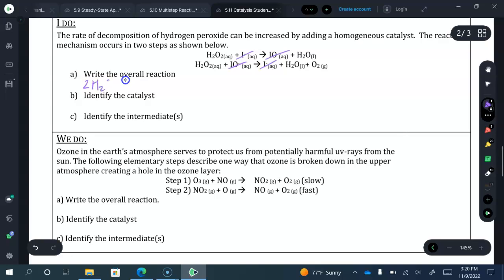For this next one, I want you to pause the video now and try this on your own first, and then resume the video to check your work.